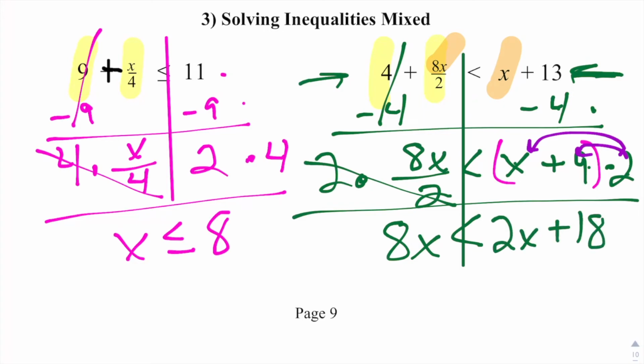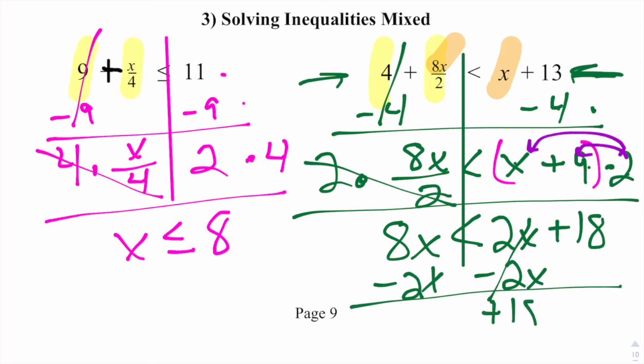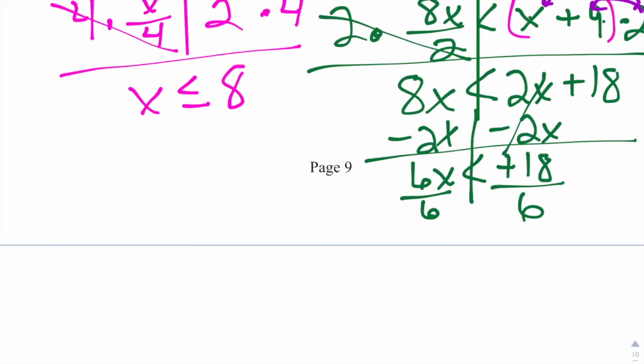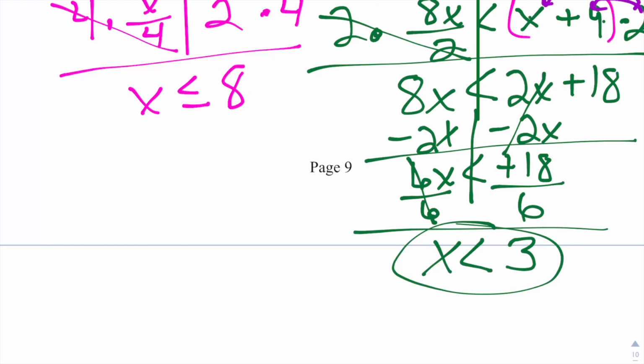So now I want to move the x to get all the x's on one side. If I subtract 2x here, I got to subtract 2x here. These terms cancel, and on this side I'm left with a positive 18 is greater than 8x minus 2x is just 6x. So now I have to divide by 6 on both sides. These 6's cancel. I'm left with x is less than 18 divided by 6 is 3. So that would be my solution there.